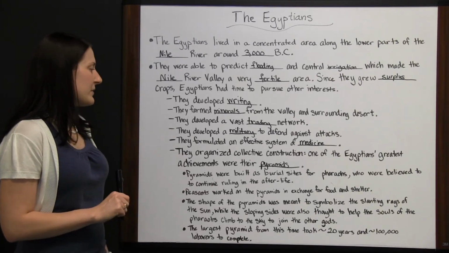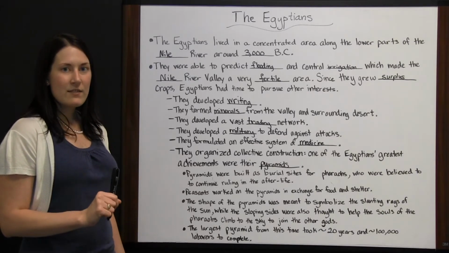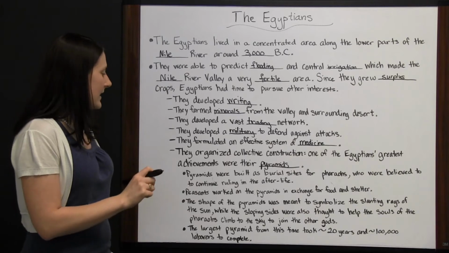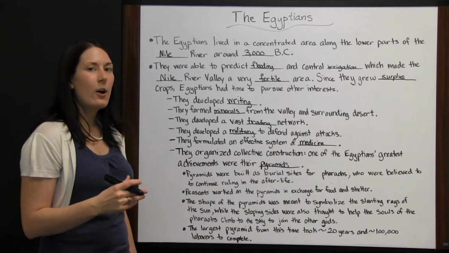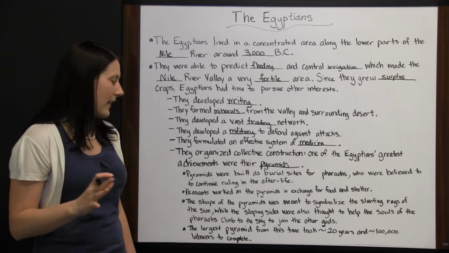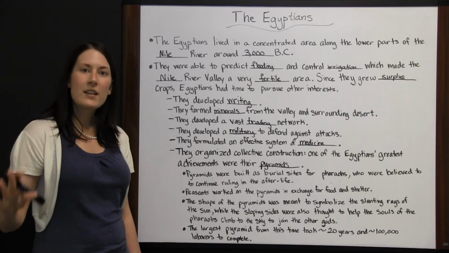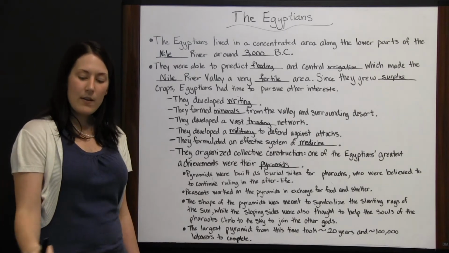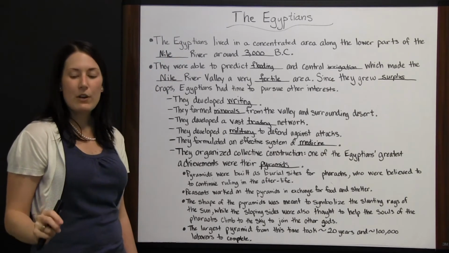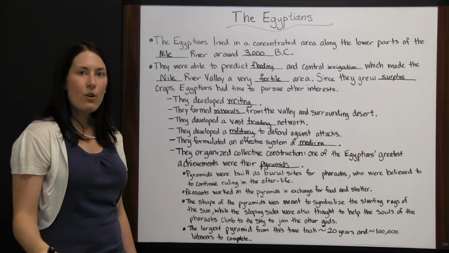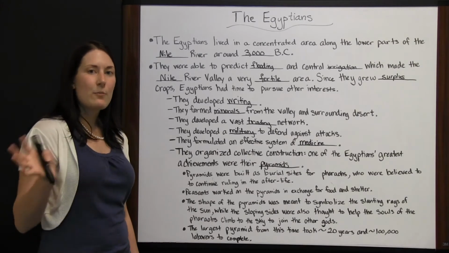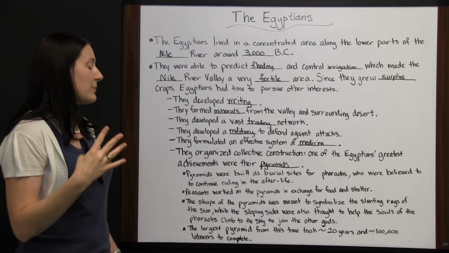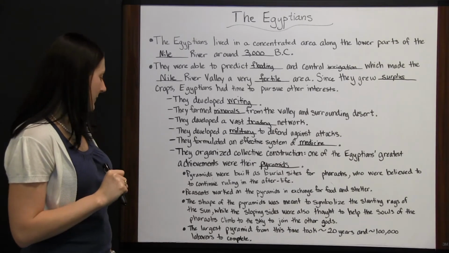The shape of the pyramids is meant to symbolize the slanting rays of the sun, and if you think about the way that the pyramids slant down, and the sloping sides were also thought to help the souls of the pharaohs climb to the sky to join the other gods. So slanting rays down from the sun, but also it slants up toward the sun from the ground. And so the pharaoh's soul was supposed to be assisted by those sloping sides. It could make its way up toward the sky to join the other gods.